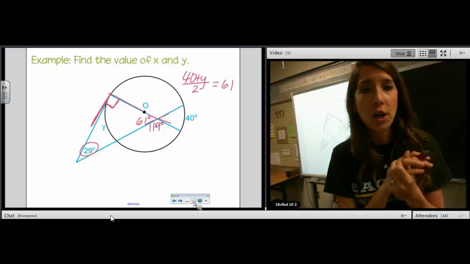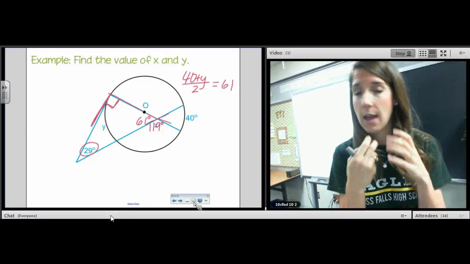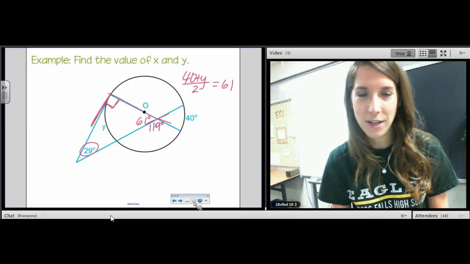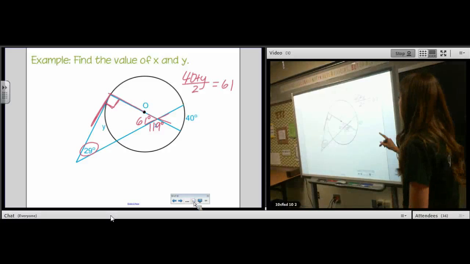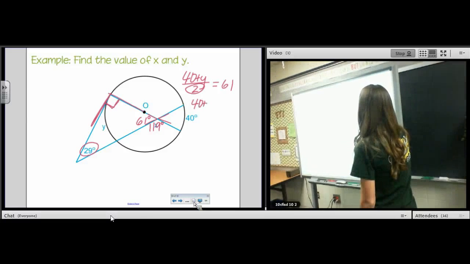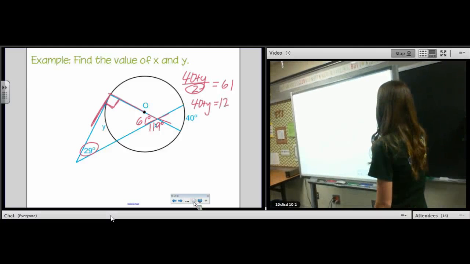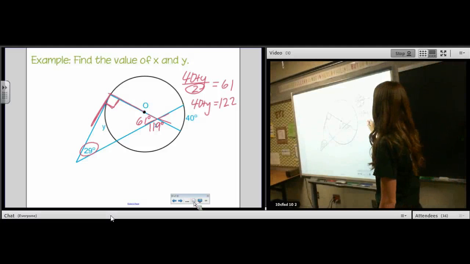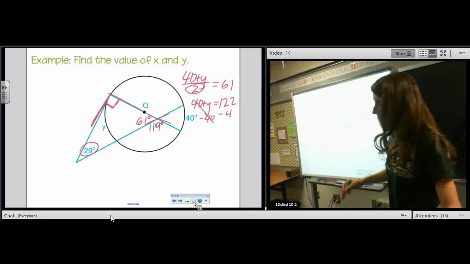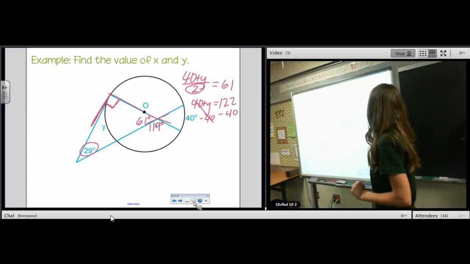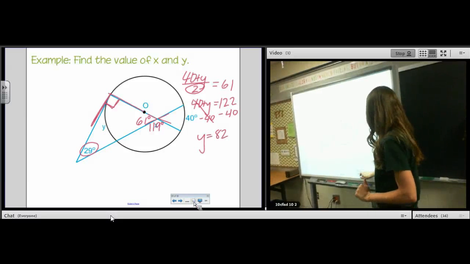So when you're finding an arc, you're always working backwards. Every time you're finding an arc. When you're finding an angle, you're working forward, or you're just using the application of the formula. But we're working backwards. So the first thing we're going to do is get rid of this divide by 2. So we're going to multiply both sides of our equation by 2. So we get 122. And then the opposite of adding 40 is subtracting 40. So we would subtract 40, 122 minus 40, 82. And now we have found x and y.